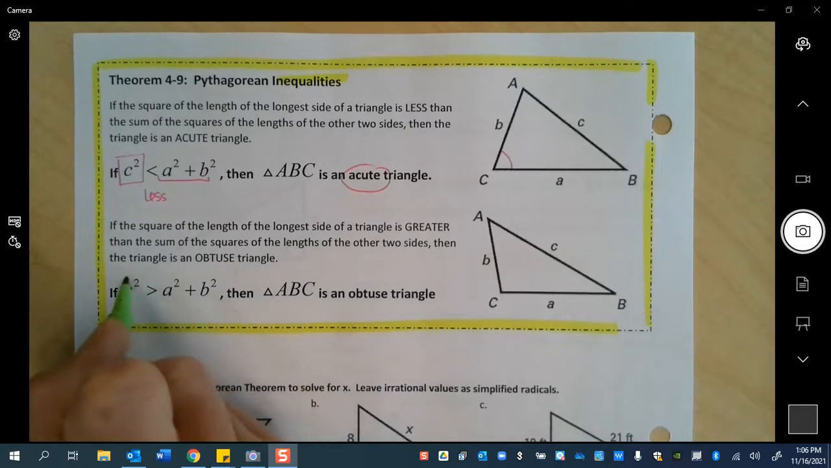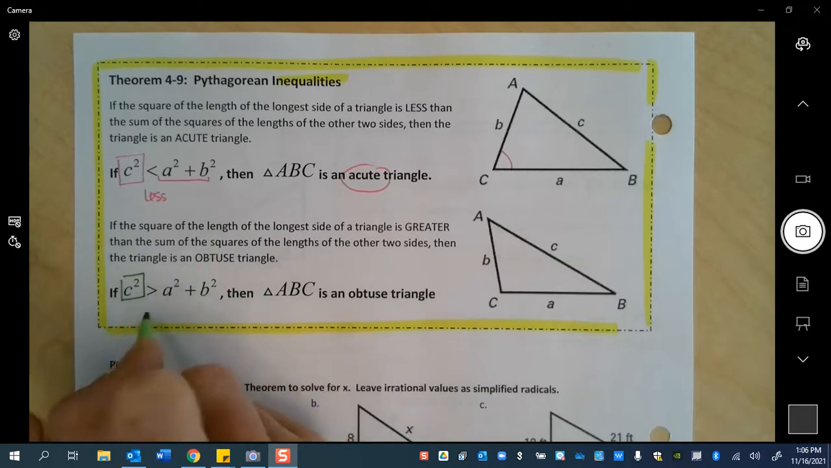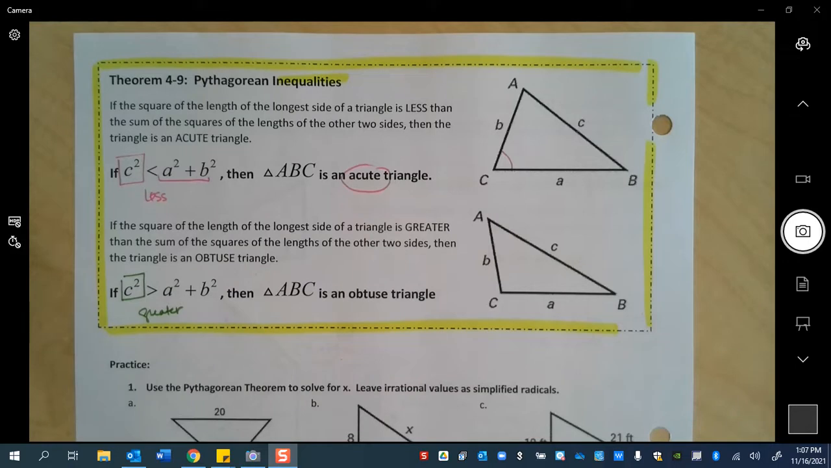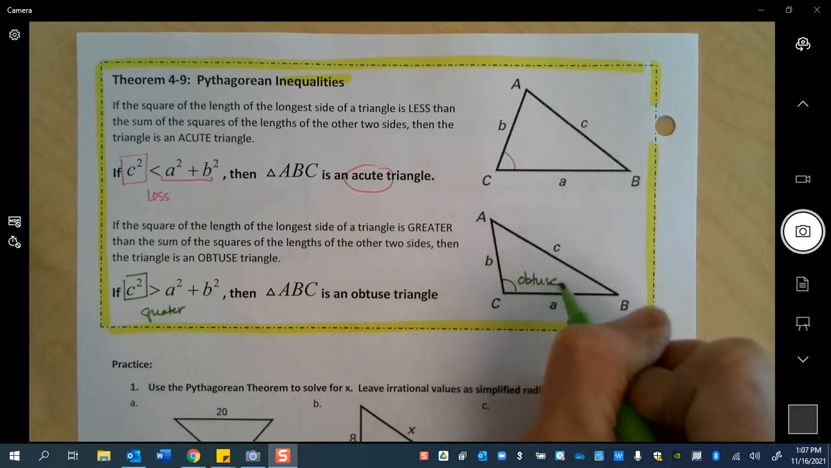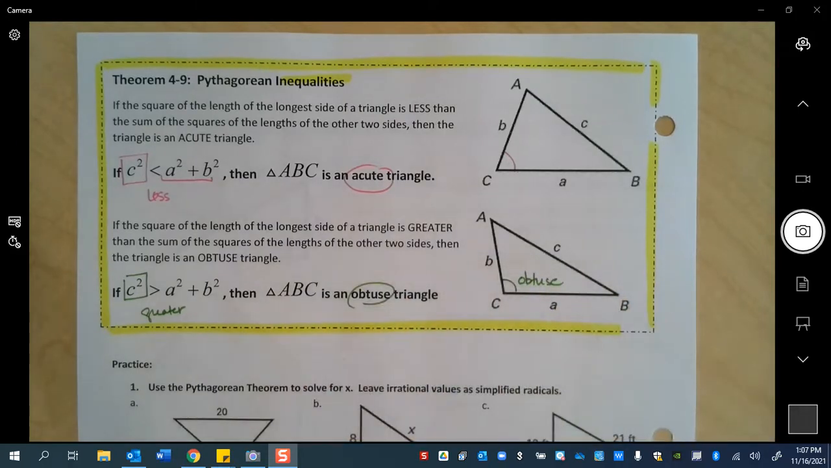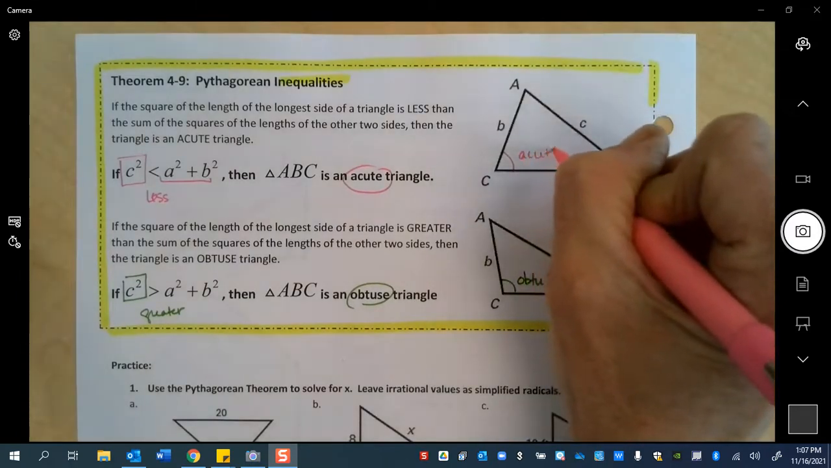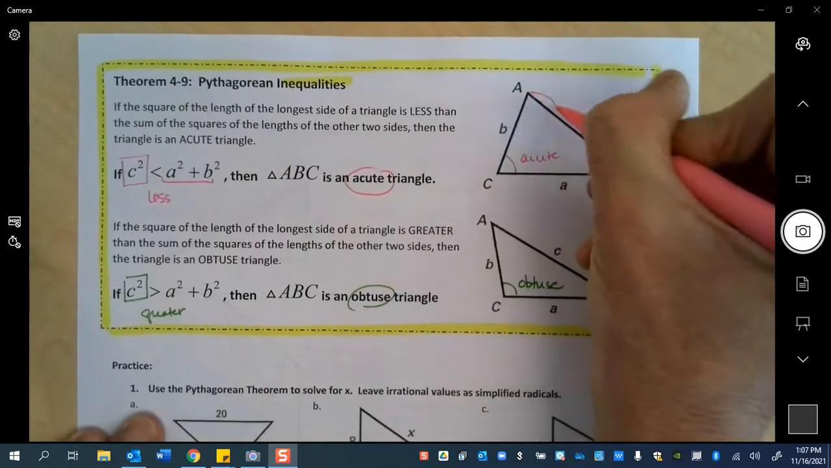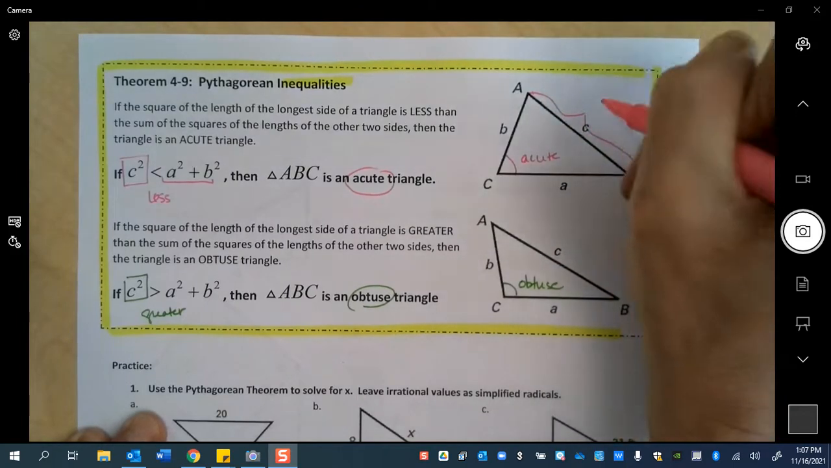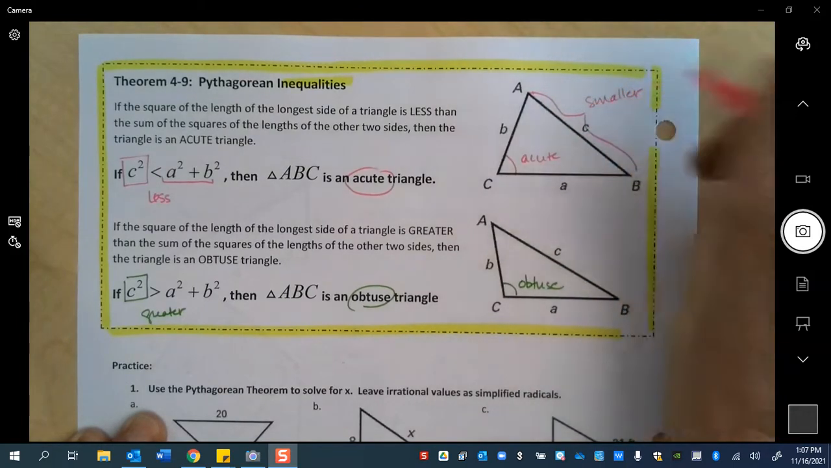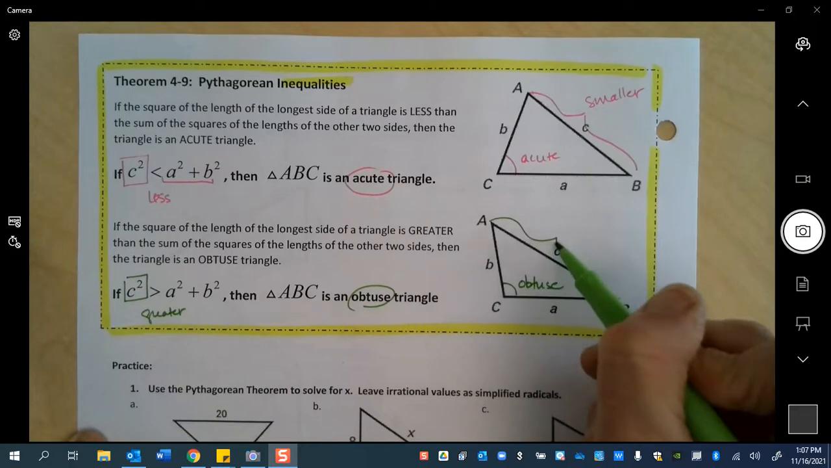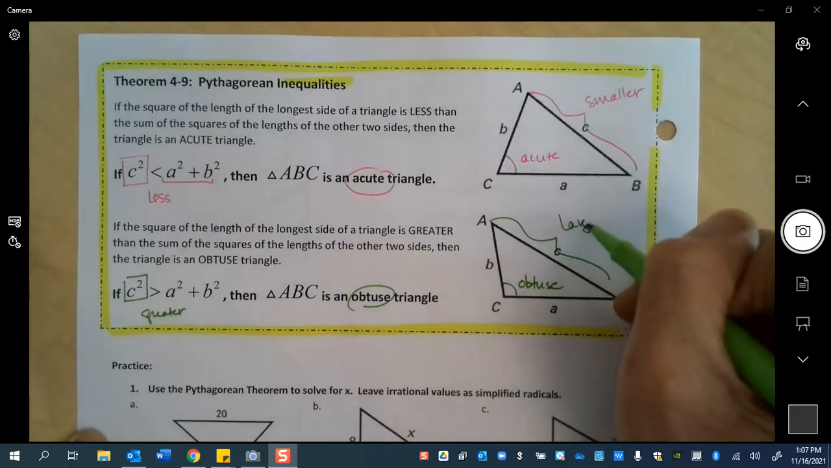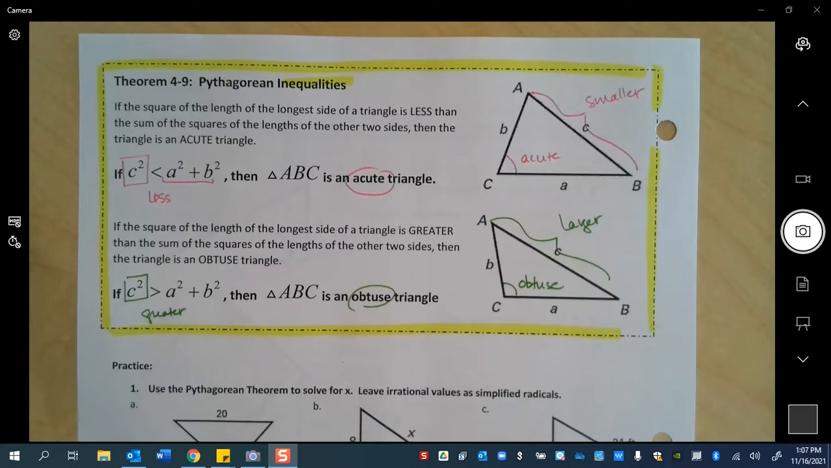All right, let's talk about what happens if c squared is greater than. Open your fingers up wide. What kind of triangle is it? This is going to be obtuse. So if you think about it in terms of this distance of c, if c squared is smaller than a squared plus b squared, I have an acute angle. If c squared is larger than a squared plus b squared, then I have an obtuse angle.